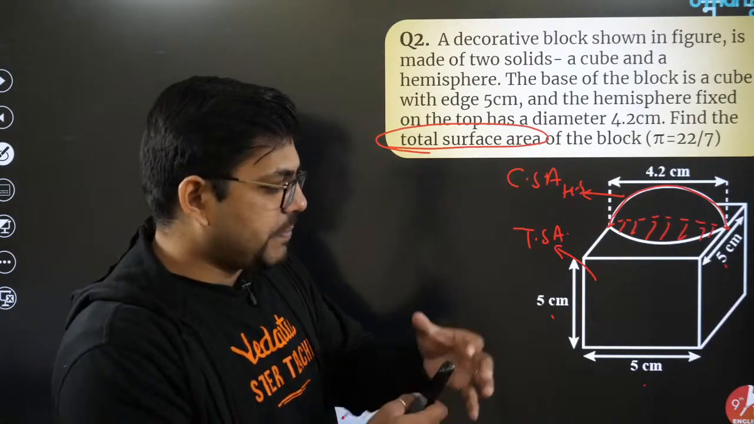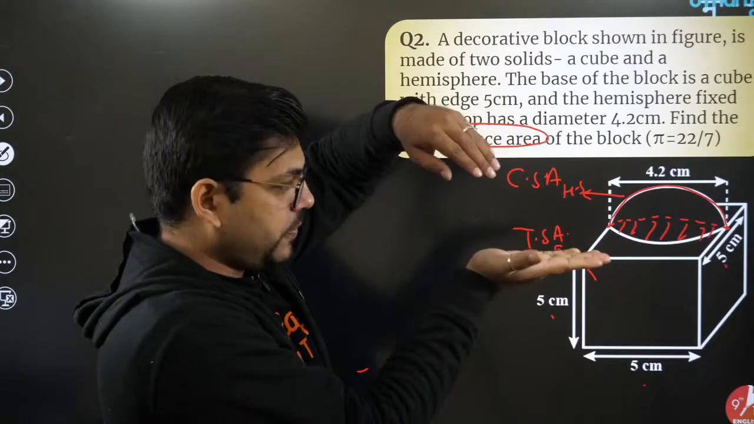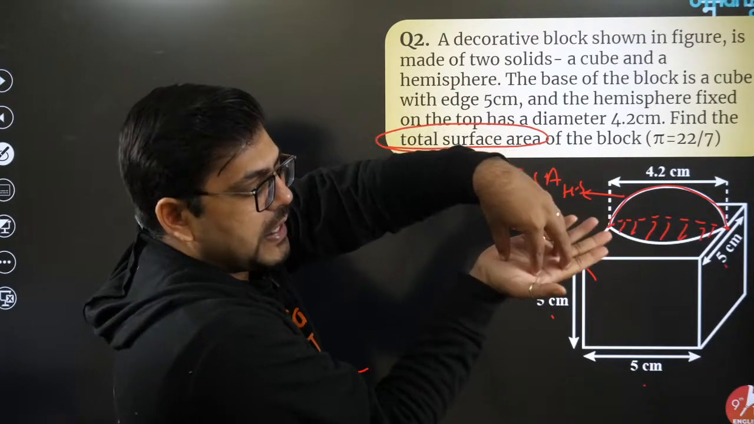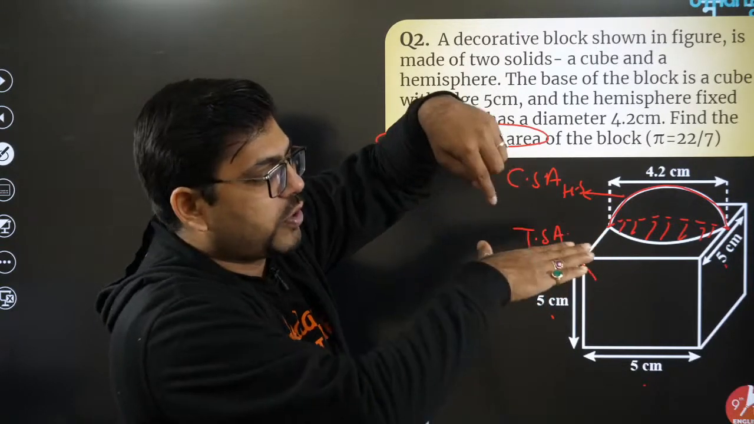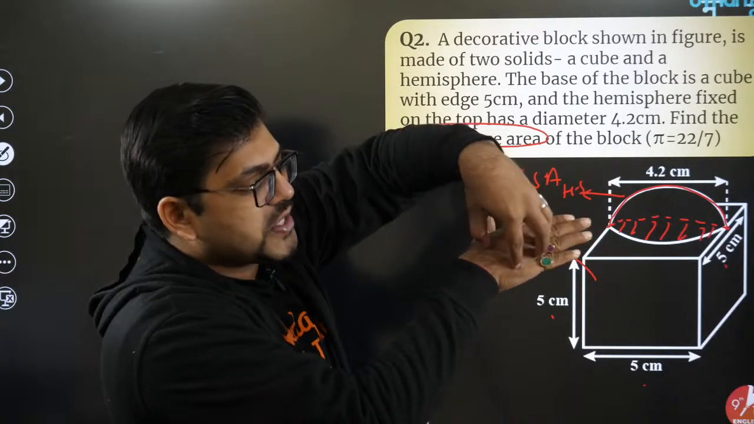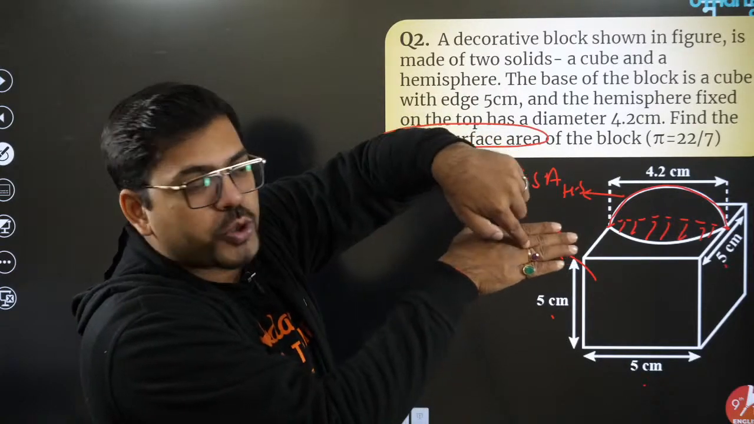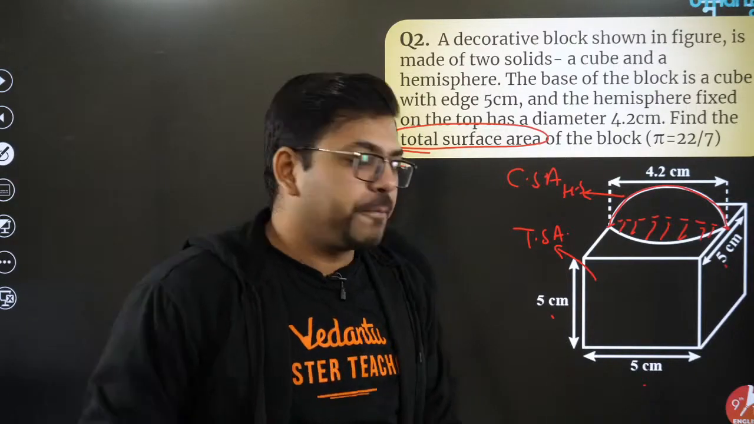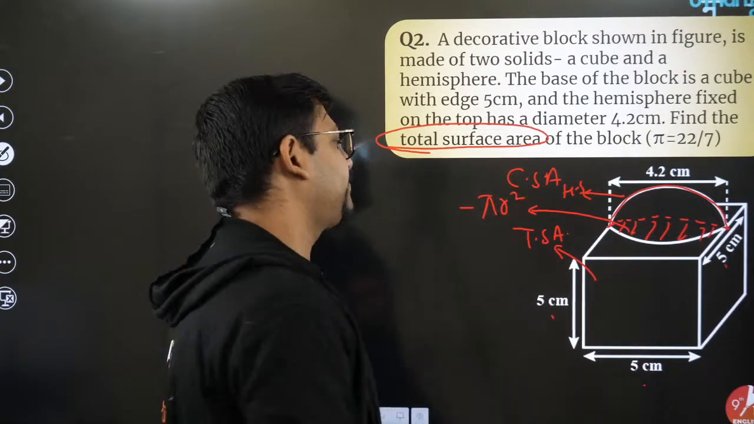But the problem is that the total surface area of the cube will not have this base part. Say, for example, this is the top of the cube. If you put a hemisphere on this, the portion where the hemisphere is kept would not be visible. So this circular portion would not be visible, and you will have to subtract it. This pi r square, the circle portion, has to be subtracted.